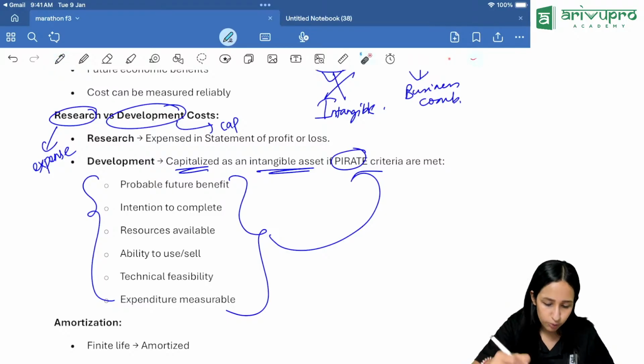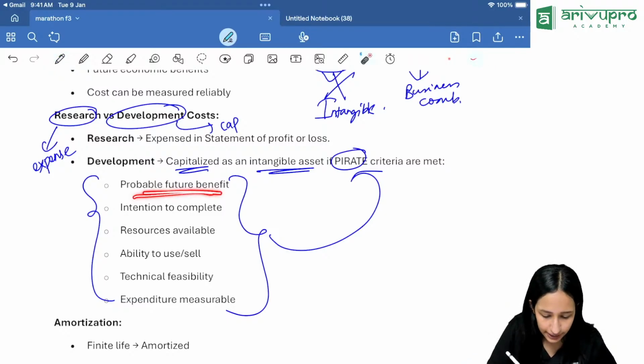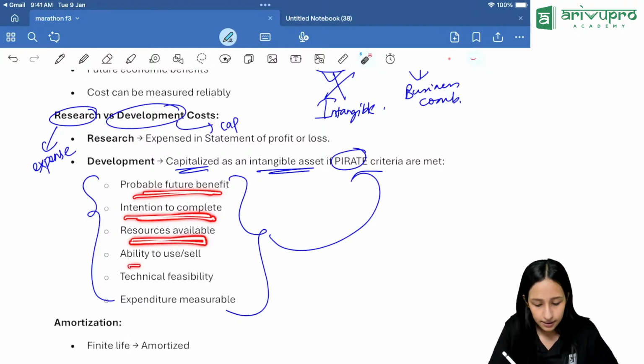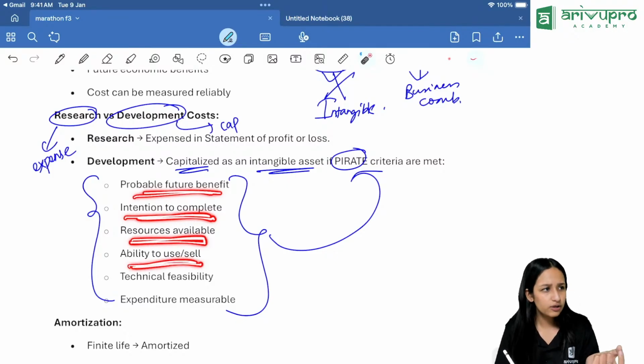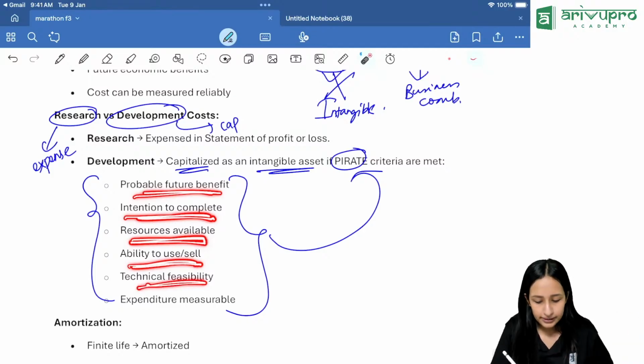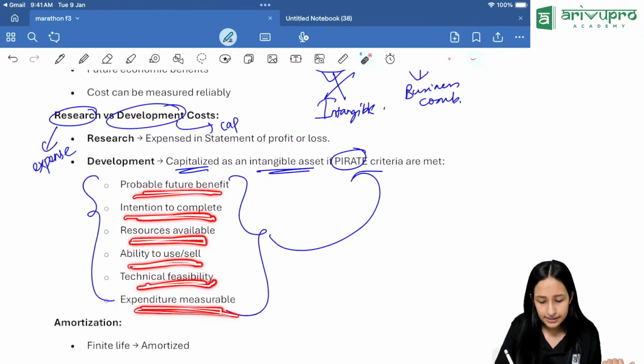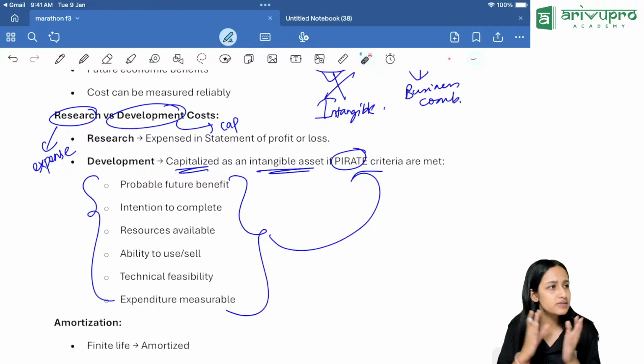PIRATE. P is probable future benefit, I is intention to complete, R is resource should be available to complete it, A is ability to use that particular asset or sell it at least, T is technical feasibility, that means we should have sufficient technology to be using this particular asset, and E is expenditure measurable. So whatever expenses that we need to be able to measure it. Got it? So this is the pirate criteria.